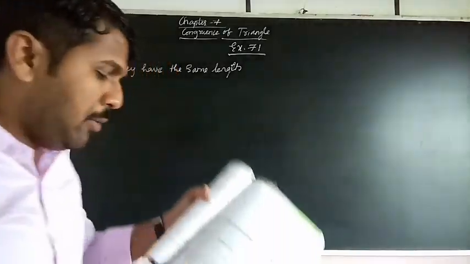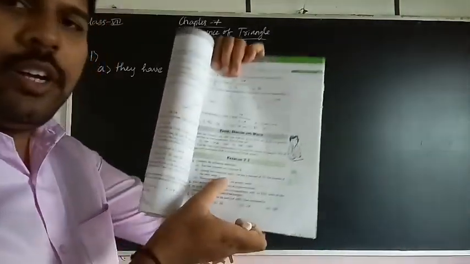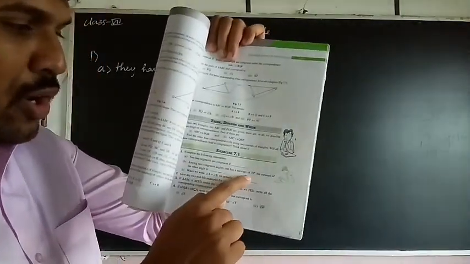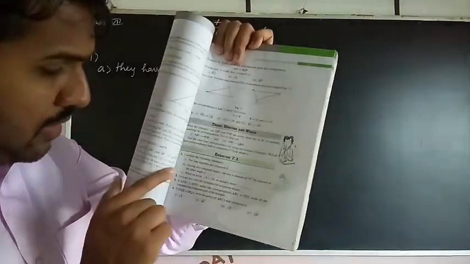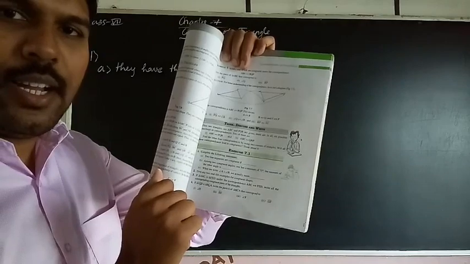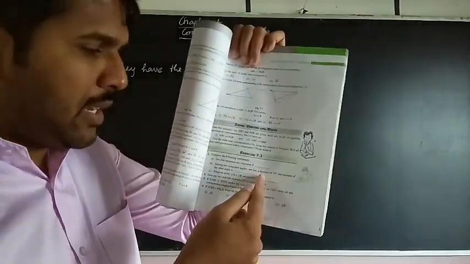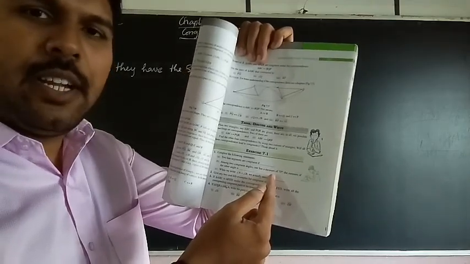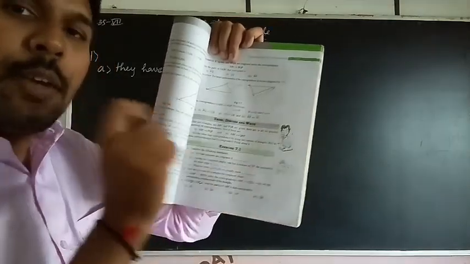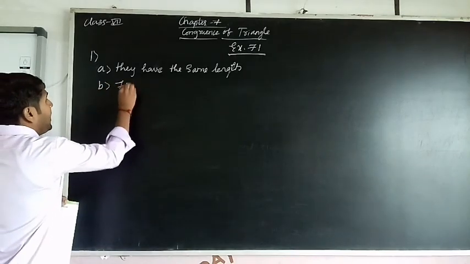Next, the second one. Among two congruent angles, one has a measure of 70 degrees. The measure of the other angle is? If two angles are congruent, that means they have the same measure. Here one has a measure of 70 degrees, so the other must have a 70 degree measure. So the answer is 70 degrees.